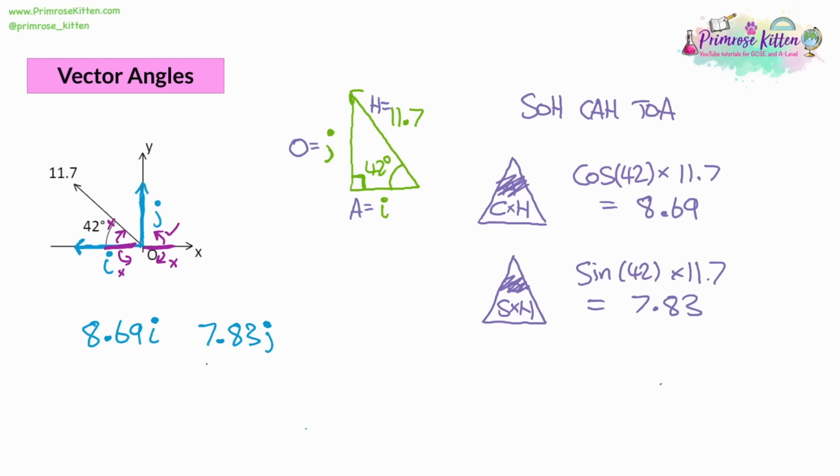Now think about the quadrants of one of these. X is positive on the right-hand side, and it's negative on the left-hand side. Y is positive at the top, and it's negative at the bottom. So you just look at which of the 4 quadrants we're in, and we can see the quadrant we're in is the top left, which means that X is going to be negative, so i will be negative, and j is going to be positive. So our final answer for the position vector is negative 8.69i plus 7.83j.